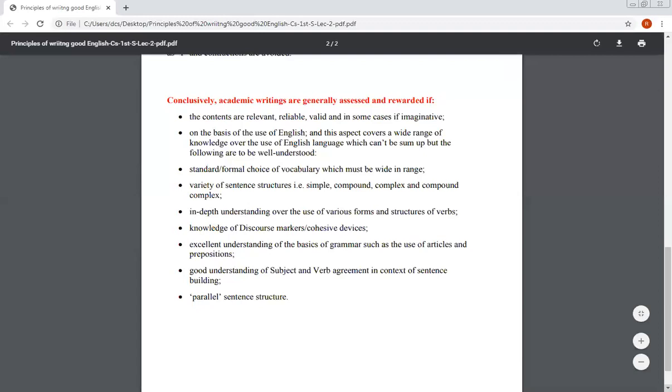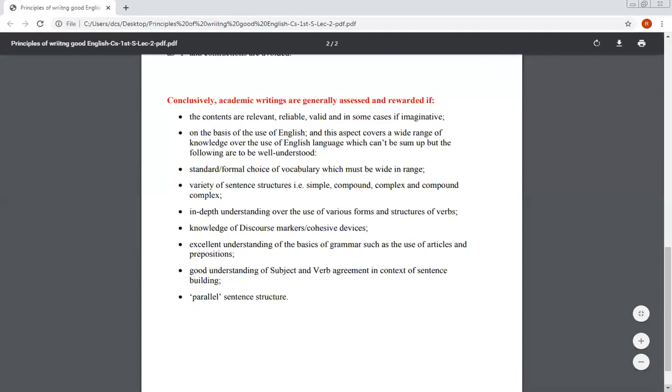The other is knowledge of discourse markers and cohesive devices. This is what I discussed earlier in the very beginning of this session. Discourse markers are meant for the linking words and phrases, whichever we apply and whichever are applied in English. They bring cohesion in your composition.